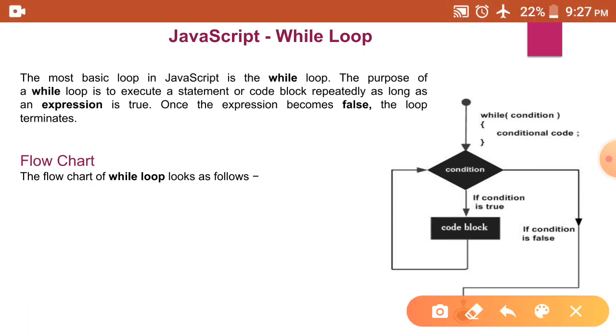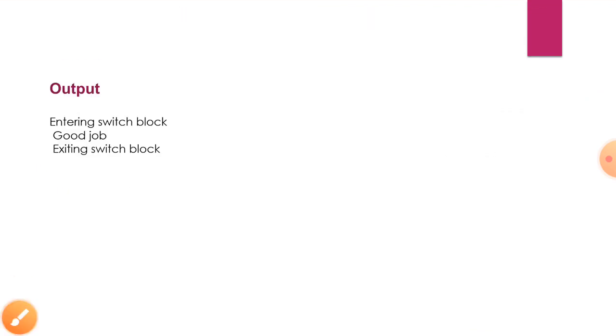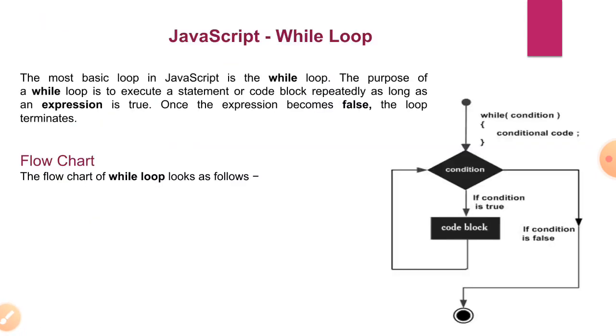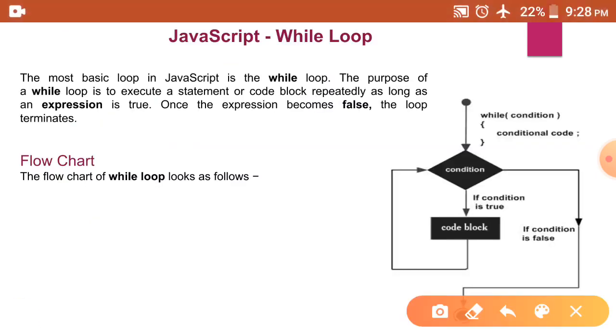Here we are having the flowchart. First of all, it will check the while condition. So this is the conditional block. If this condition is true, it will come out of this statement and it will execute this particular code block, and again the statements will be repeated.